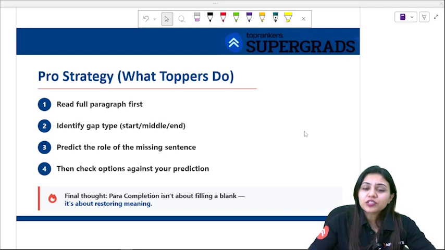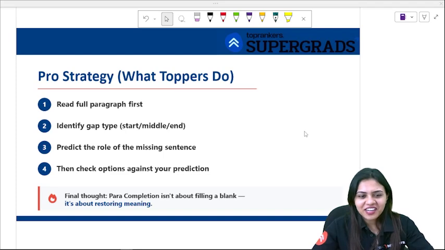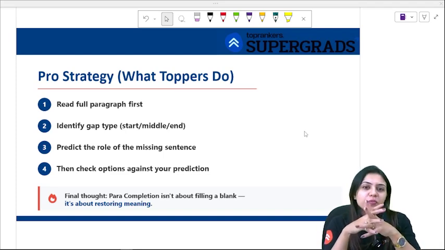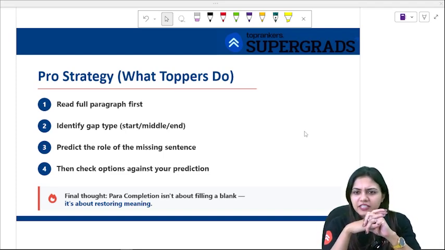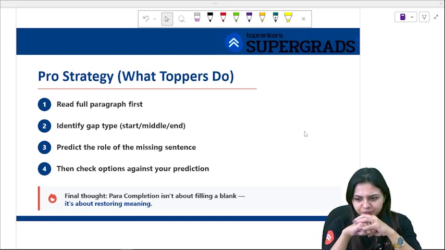And then you start questioning yourself, basically predicting the role of the missing sentence. What exactly is the role that this missing sentence needs to play? Is it a connector? Is it an introduction? Is it a conclusion? Is it an additional piece of information? You need to ask yourself questions like that. Then check options against your prediction. See what options are available. Try to put that in the blank.